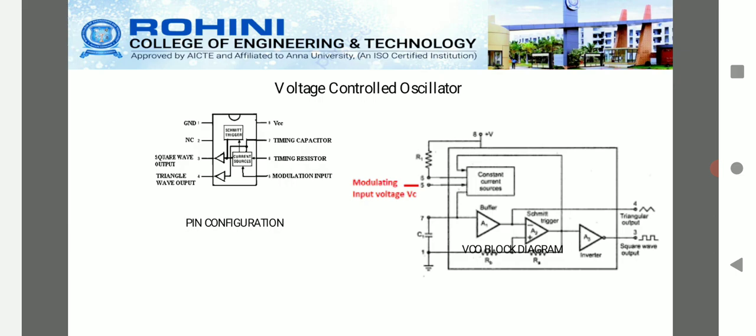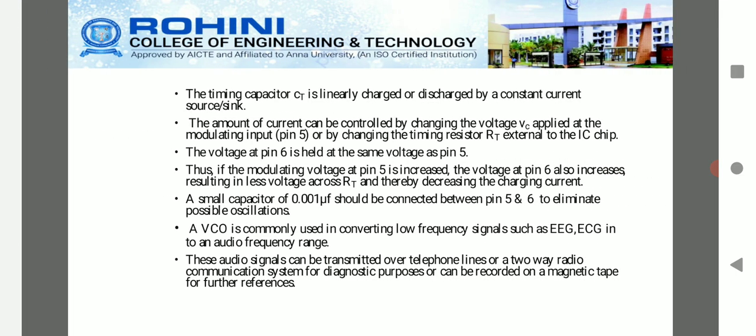The main principle of the voltage controlled oscillator is that it is an oscillator whose output frequency can be varied over a range controlled by the input DC voltage, and whose output frequency is directly related to the voltage at its input. This frequency can vary from a few hertz to hundreds, and the timing capacitor is linearly charged and discharged by a constant current. This current can be controlled depending upon the voltage supplied, by changing the timing resistors.